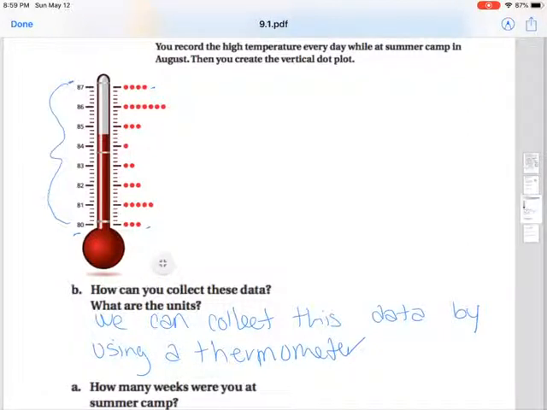Okay, so we can collect this data by using a thermometer. So basically, if someone came up to you and said, how would you collect your data, which is how would you collect the temperatures while you're at camp, the easiest way to do that would be through a thermometer. So that is what that question is asking us.